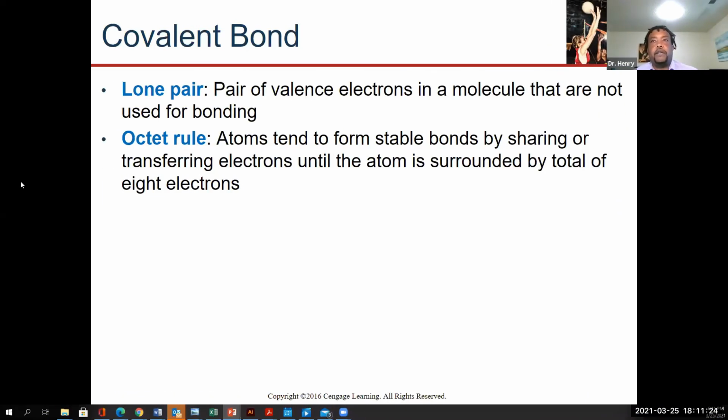So we've talked about the octet rule. You guys are very familiar with the octet rule. We've now talked about lone pairs. As a reminder, lone pairs are the electrons that are not involved in bonding, right? So these are obviously involved in bonding. These are not involved in bonding, right? So these are called your lone pairs. That's a lone pair, that's a lone pair. Okay, does that make sense?